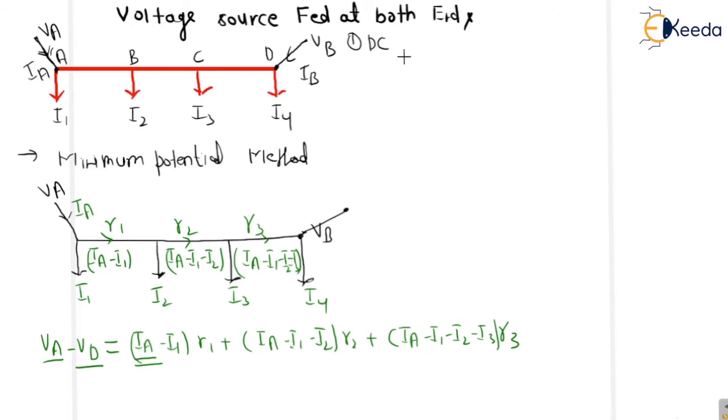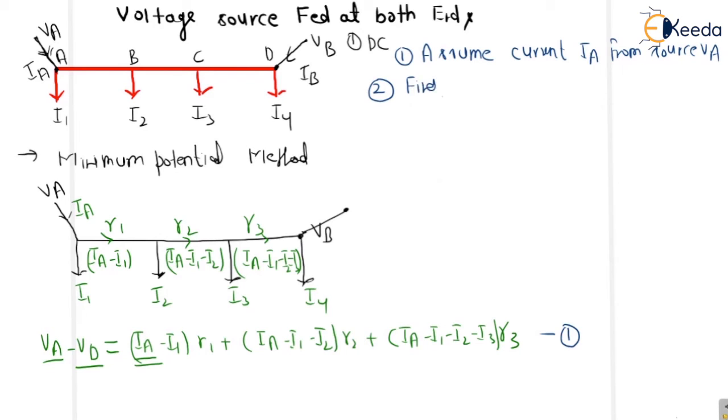Let me write out the steps one by one. The first step of the minimum potential method is to assume current IA from source VA. The second step is to find IA from equation number 1.